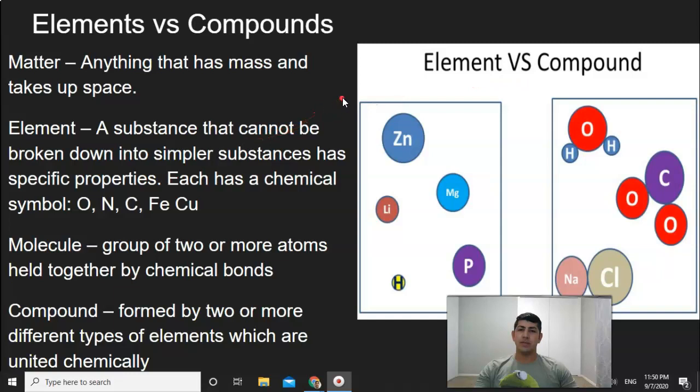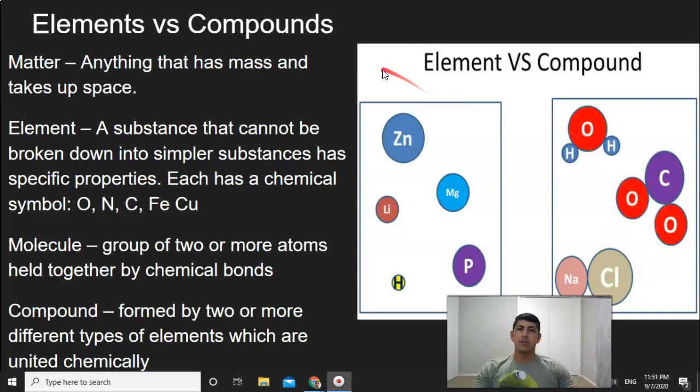So an element is a substance that cannot be broken down into simpler substances, and it has specific properties. Each has a chemical symbol, such as O for oxygen, N for nitrogen, C for carbon, Fe for iron, and Cu for copper. Whereas a compound is formed by two or more different types of elements which are united chemically. And the example of those are over here: oxygen, CO2, carbon dioxide, and NaCl, table salt.